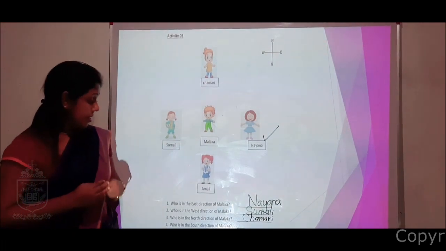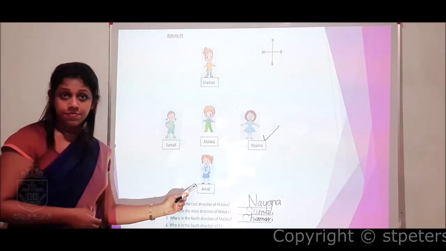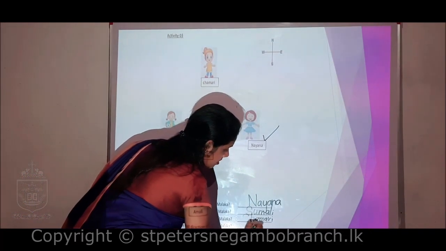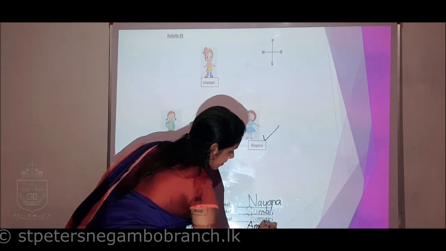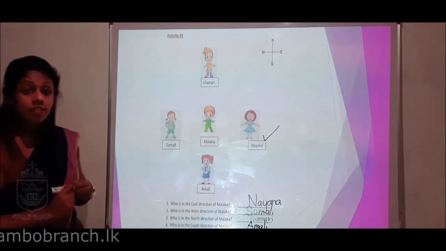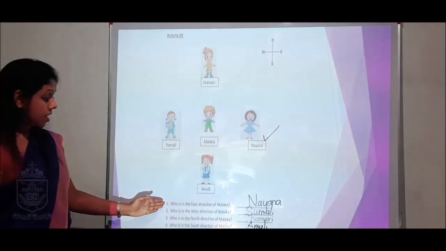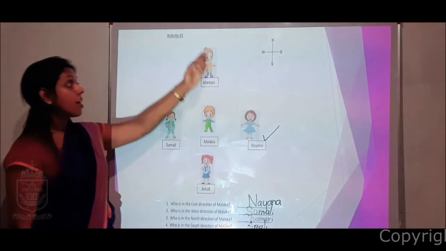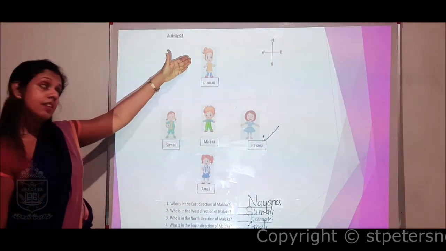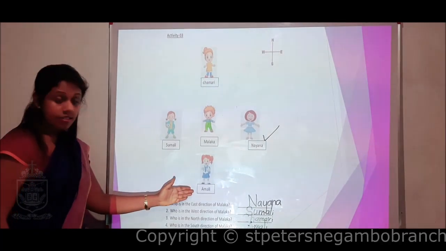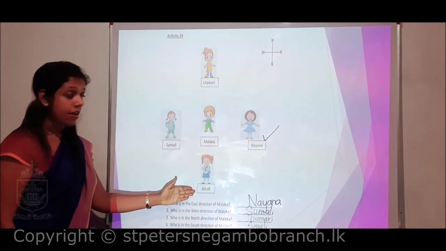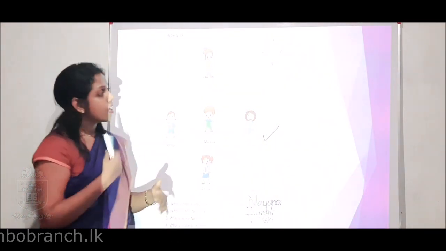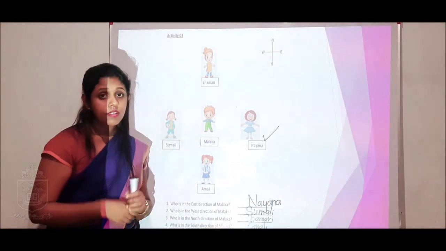Who is in the south direction of Malaka? Yes, it's Amali. So you can write the answers. Is it clear, children? In the eastern direction, we can find Nayana. Northern direction, Chamari. Southern direction, Amali. West direction, Sumali. Okay, now we can go to activity 4. Next page.